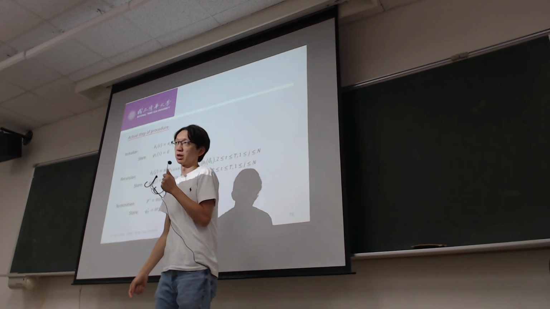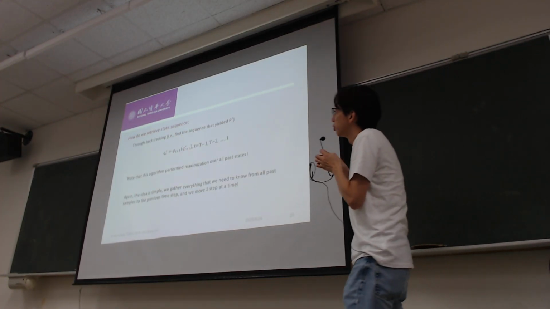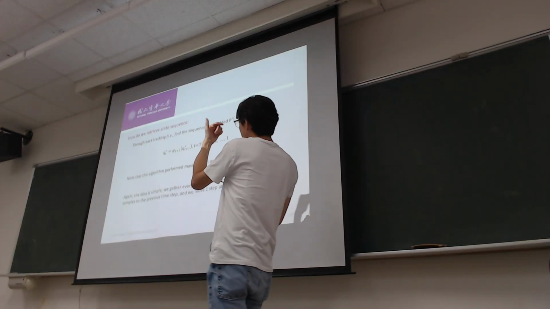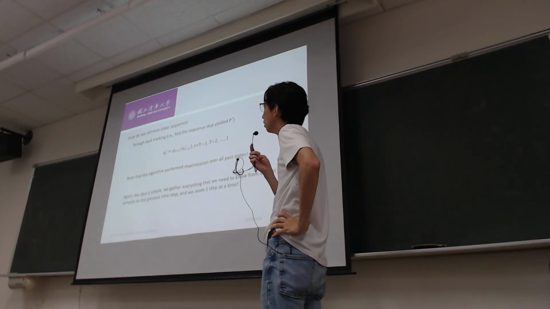We'll work out an actual example just to give you a sense. So how do we retrieve the state sequence? We just do backtracking. Then you can find a state sequence that yields the P star.